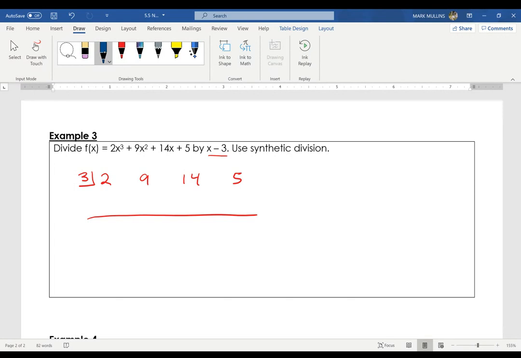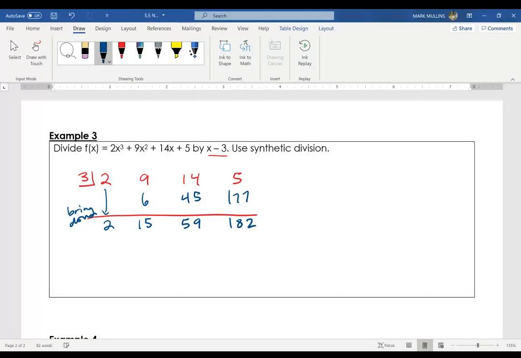So we always bring down the first one. So we're bringing this one down. And then we multiply. So 2 times 3 is 6. And then we add. It's going to be 15. And then we multiply again. Let's see, 3 times 15 is 45. And then we add again. Let's see, 59. And then 3 times 59, let's see. So that would be 60 times 3 would be 180, but it'll be 3 less than that. So 177. And then we'll add again, 182.